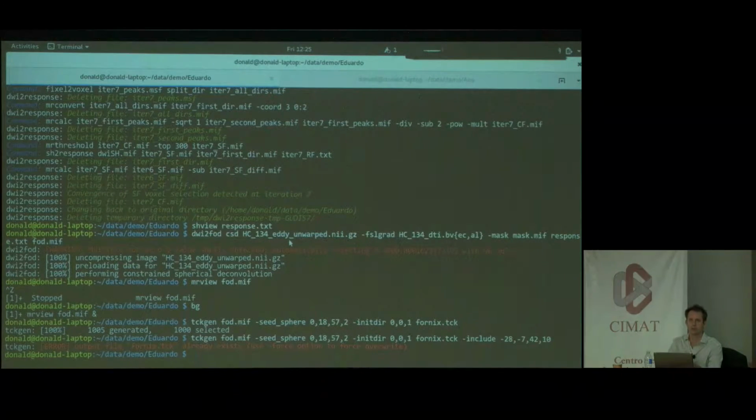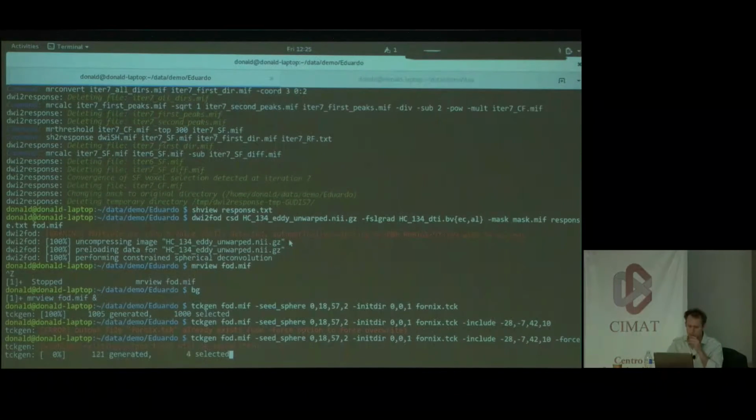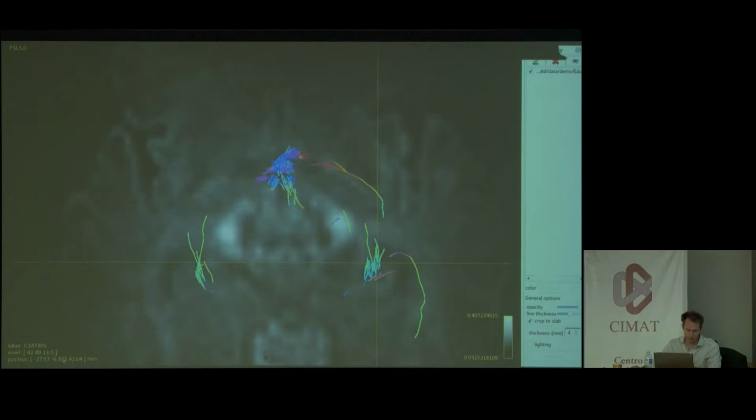MRtrix is full of little safeguards like this to prevent you from accidentally shooting yourself in the foot. And that saved my behind quite a few times. So you'll notice here that it's working a lot harder to get these tracks, because out of the 4,000 generated so far, only about 150 actually make it to the target region. So I hope I've specified that region correctly.